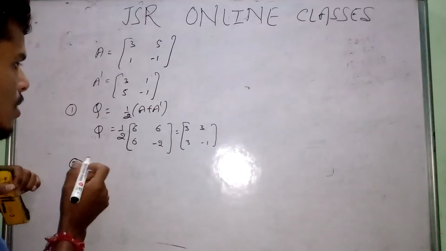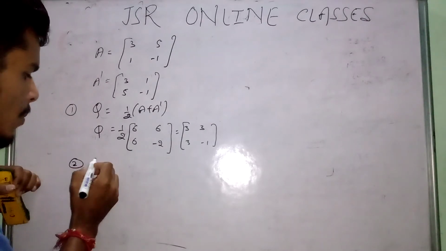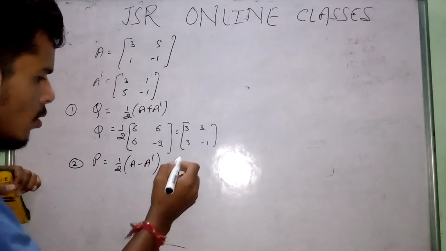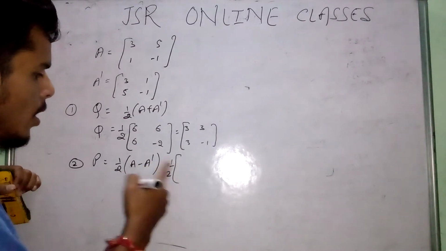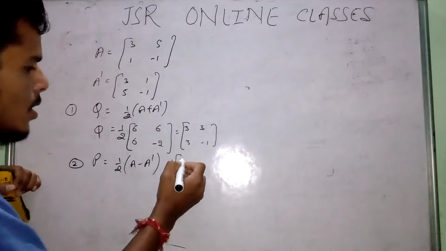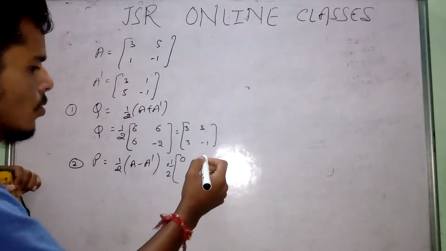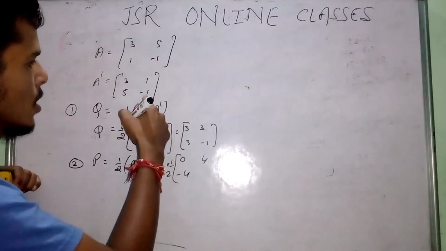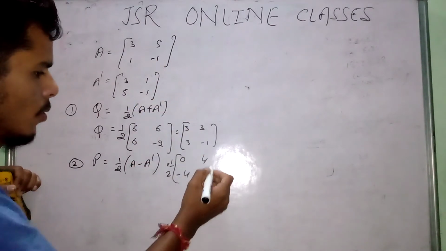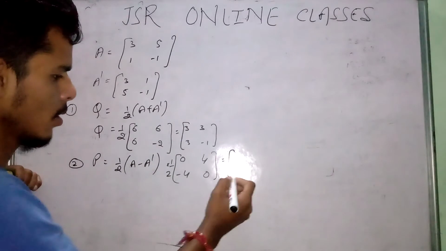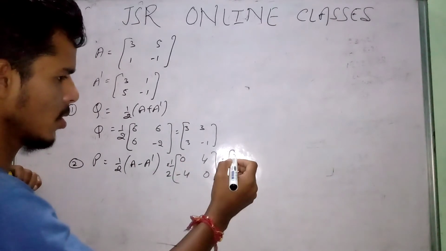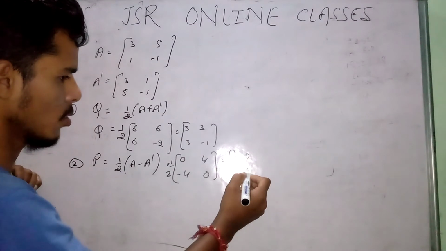And the second step is that P is equal to 1 by 2 of A minus A dash. Now find it. 3 minus 3, this would be 0. 5 minus 1, this would be 4. 1 minus 5, this would be minus 4. And minus 1 plus 1, this would be 0. Got it? So 1 by 2 is outside. So this would be 0, 2, minus 2, 0.